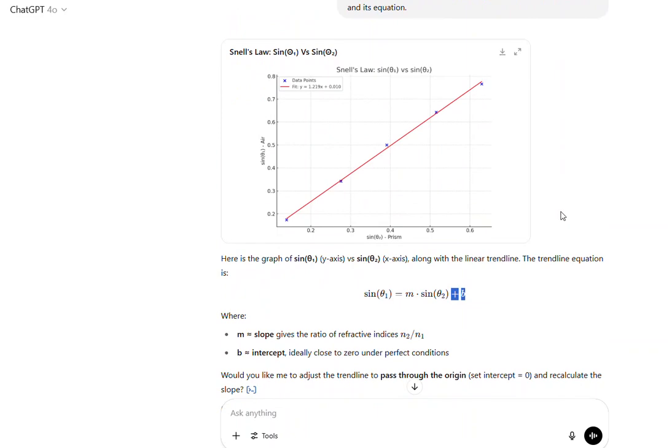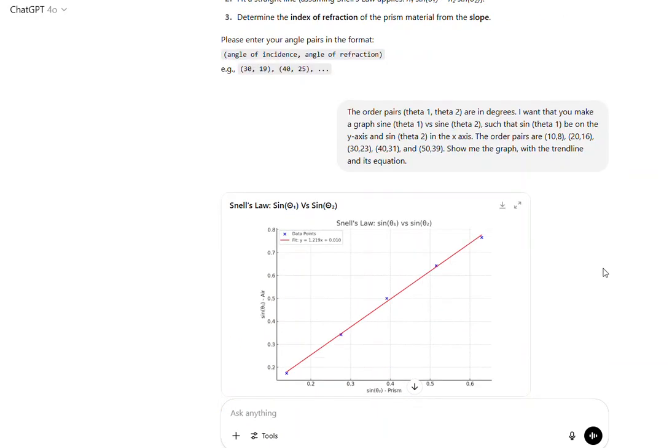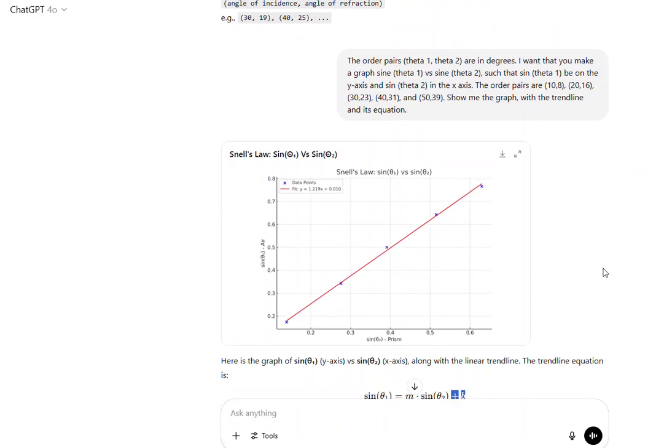Thank you for your attention, and again, I believe that at least in terms of graphing it is a pretty good tool.